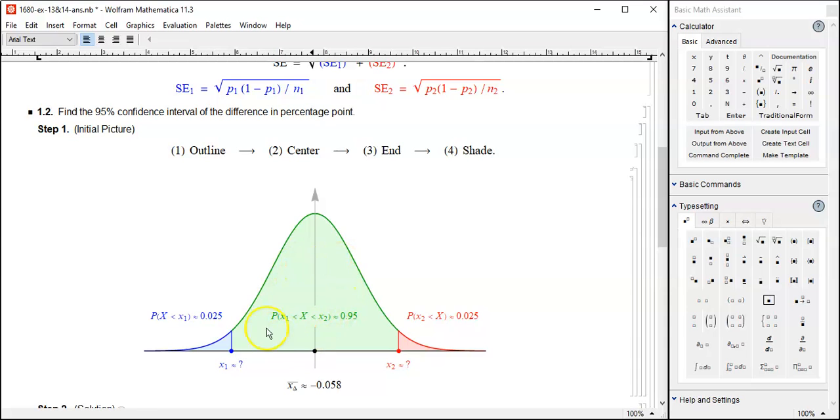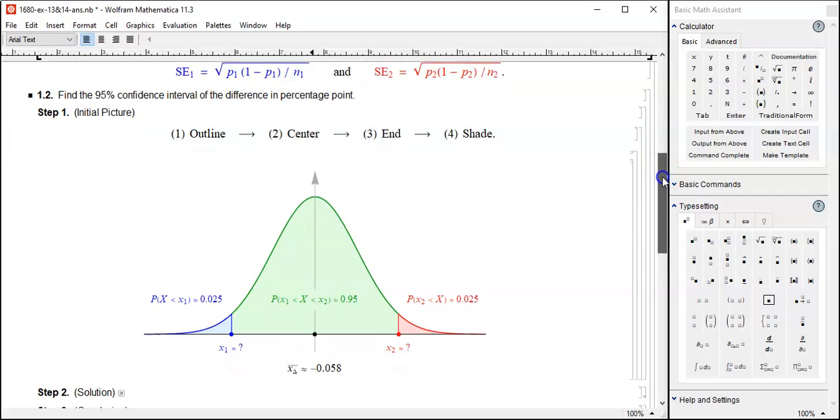95% in the middle. So here's one end, x1, and here's another end, x2. And then 2.5% here, blue, and 2.5% there, red. Typical normal picture for confidence intervals. If you want not 95% but 90%, then similar kind of picture. To the naked eye, you cannot make any distinction there. 90% here, 5% here, 5% there, kind of like that. All have to add up to 100%. So here, 95% here, 2.5% there, 2.5% there.